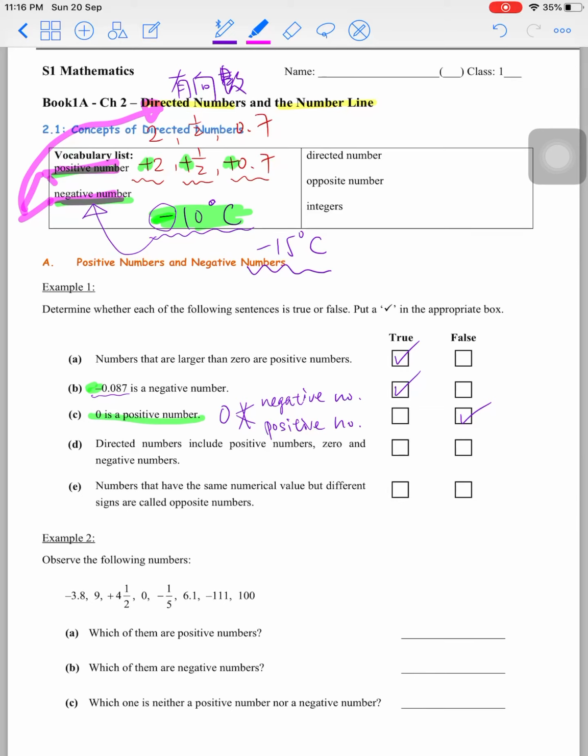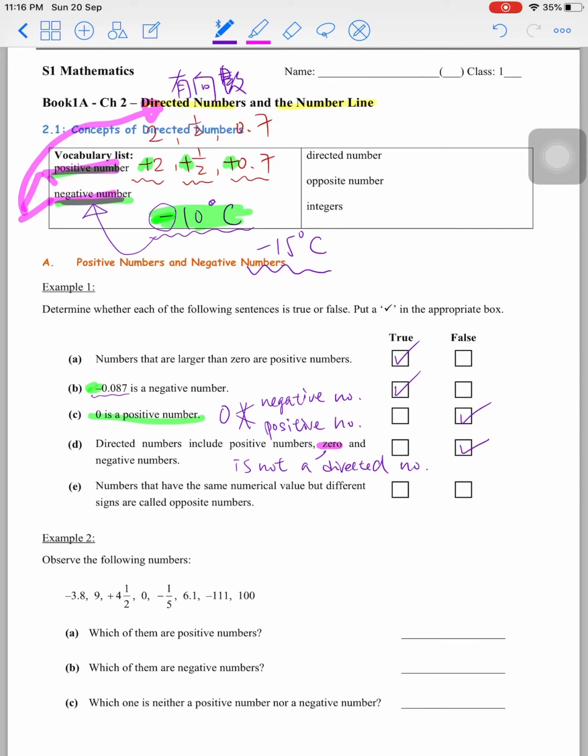Because positive and negative, they are totally opposite to each other, right? So we say that they are directed numbers, but 0 is not a directed number. We didn't count it as a directed number. So part D is false. Mark it down. 0 is not a directed number. So for directed numbers, I just count either positive or negative.